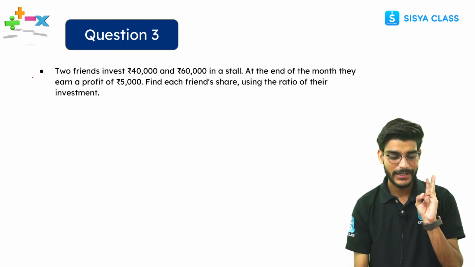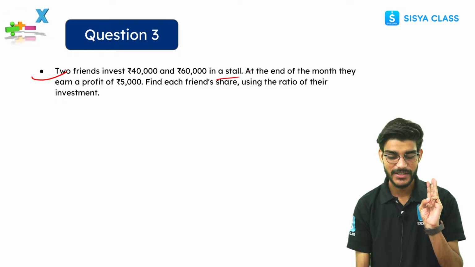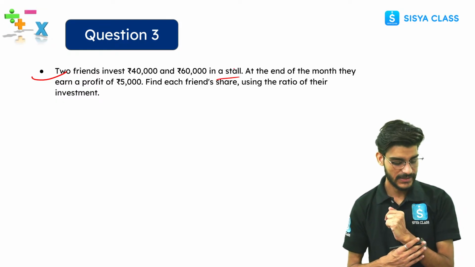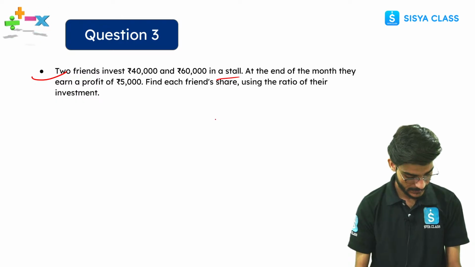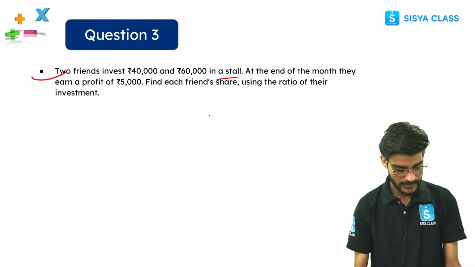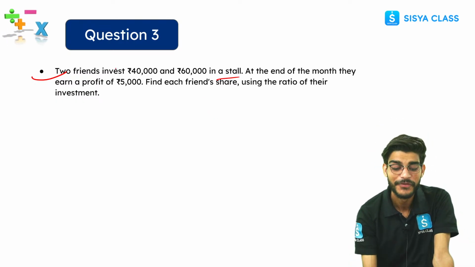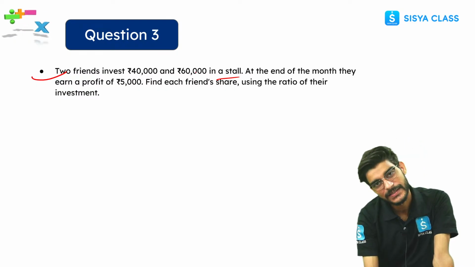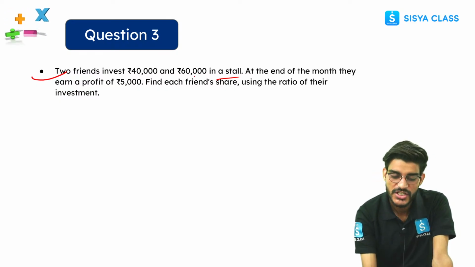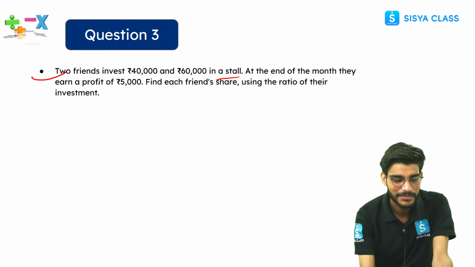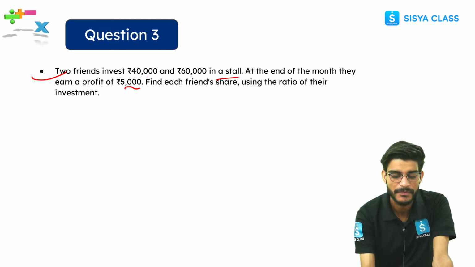Two friends invest 40,000 and 60,000 in a stall. Mostly they don't invest like this. Two friends invest 40,000 and 60,000 in a stall. At the end of the month, they earn a profit of rupees 5,000.